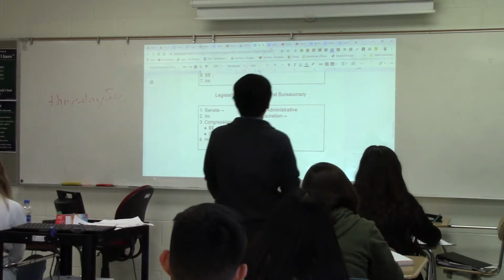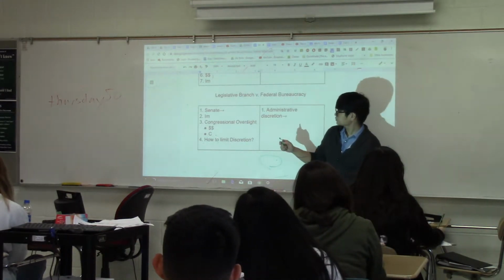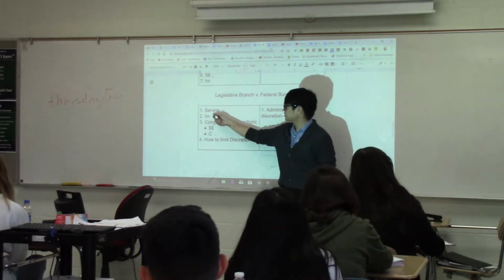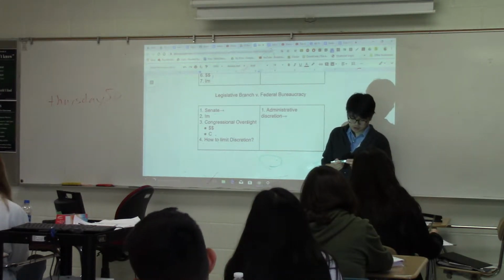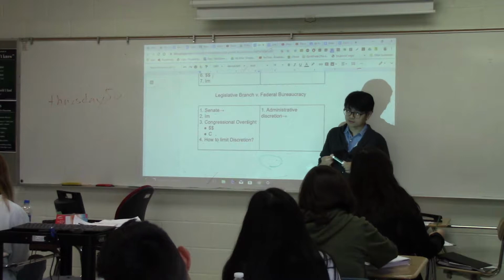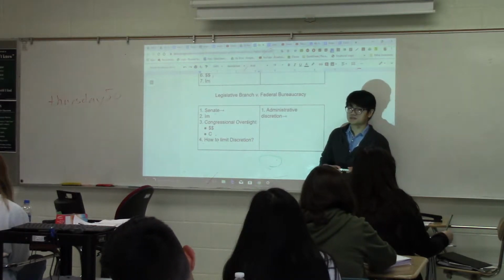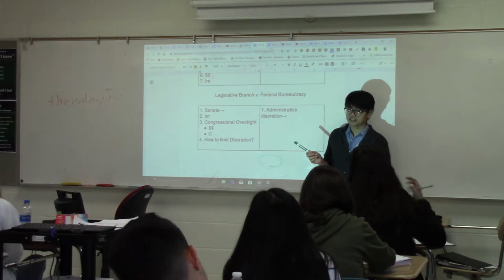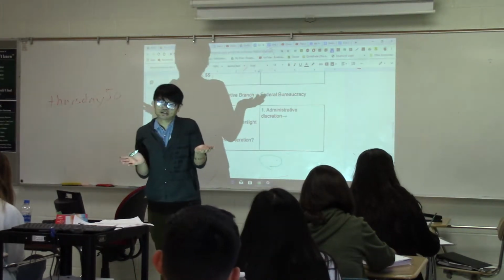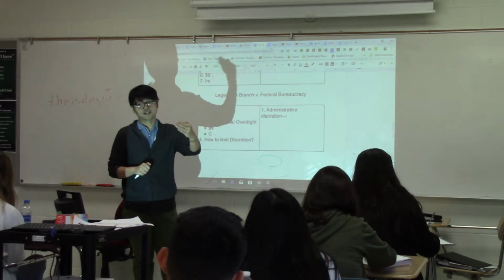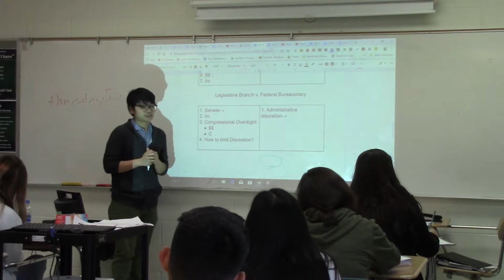All right, legislative versus the federal bureaucracy. Let's do this. What can the Senate do specifically against the federal bureaucracy? They can confirm the appointments made by the president to the heads of agencies and departments. Anybody have a question on that? So the Senate can block those appointments if they feel like you're not a good Secretary of State, for example. The Senate can decide to block your appointment. They don't have to approve of it.